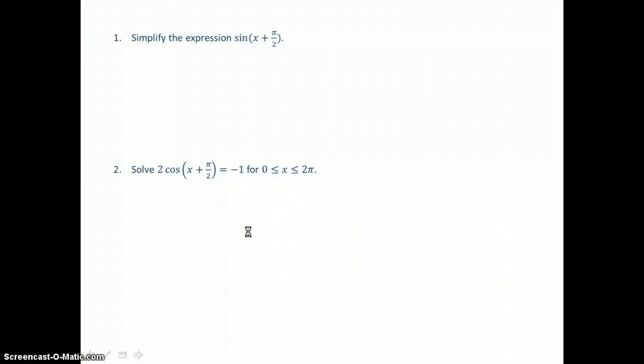Okay, here we have two more examples. In the first one we want to simplify the expression, the sine of a sum. So we'll use our sum formula for sine, and we'll write that as the sine of x, cosine of pi over 2, plus the cosine of x, the sine of pi over 2.